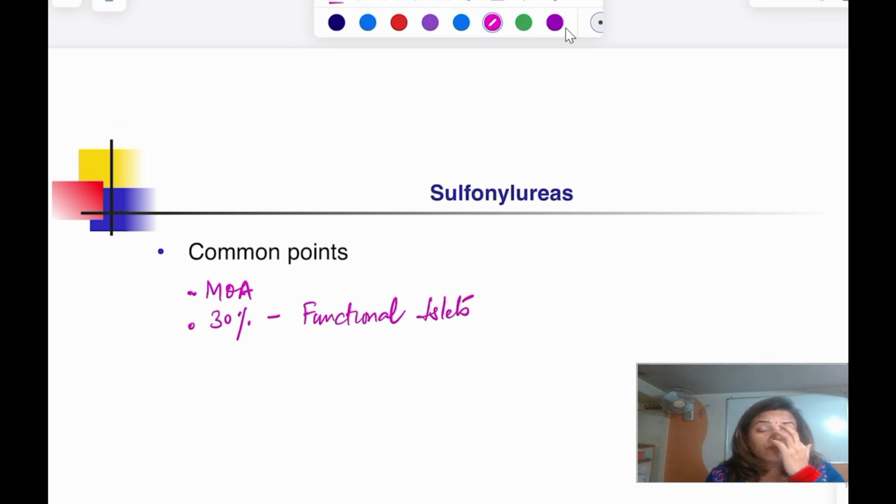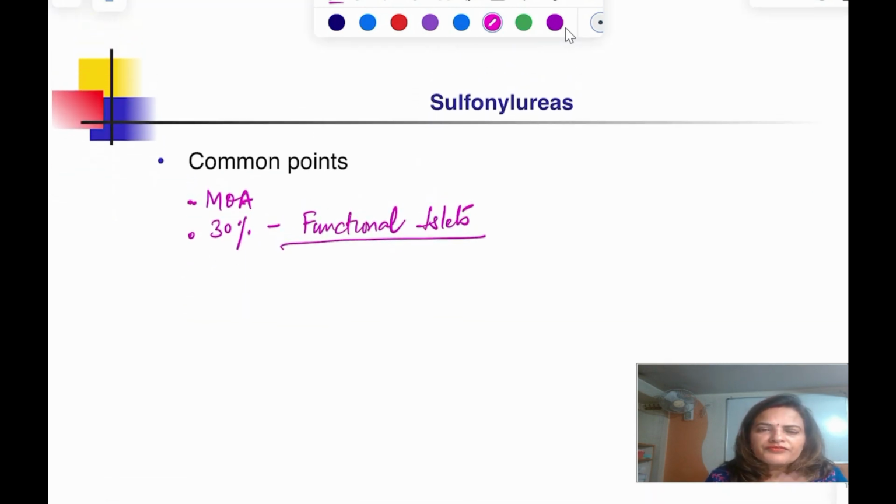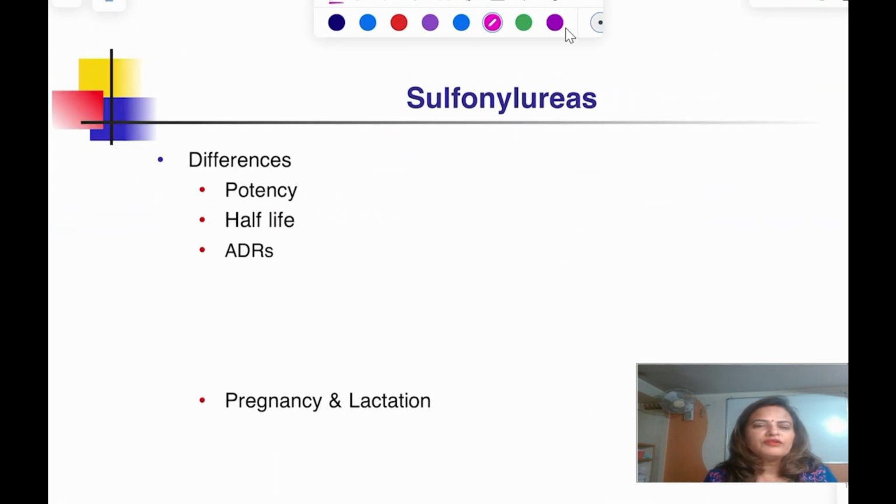Okay? Now how do they differ? This means if someone does not have a pancreas, then this group of drugs is of no use. In whom there are no functional islets, this group of drugs should not be prescribed to that patient. It is totally useless. Then how do they differ? They differ in potency: the dose of some is low, the dose of others is higher. Then they differ in half-life and adverse effects.